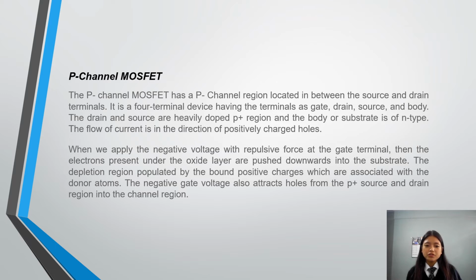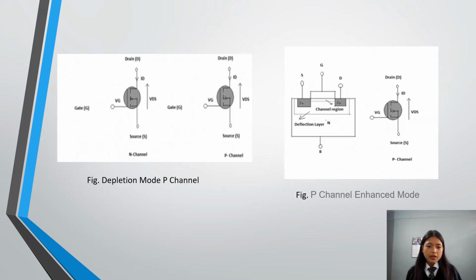The depletion region is populated by the bound positive charge, which is associated with the donor atoms. The negative gate voltage also attracts holes from the P source and drain region into the channel region. And this is the figure for the depletion mode P channel, and the other one is the P channel enhancement mode.